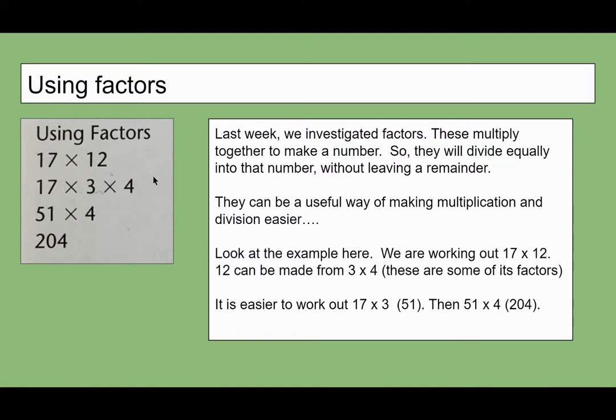So if you look at what we've got here, they can be a useful way of making multiplication and division easier. So look at the example. We're trying to work out 17 times 12. A little bit tricky. What we can do, we can say, oh, look, 12 has factors of 3 and 4. It can be 2 and 6, but we're just going to look at 3 and 4 in this example. These are some of the factors. So it's easier to work out 17 times 3, which is 51, and then 51 times 4, which is 204. We can do that mentally. So that's how to do this using a mental method.